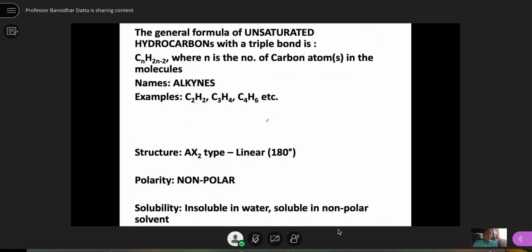All right. So the next one, the last unsaturated hydrocarbon, is with a triple bond. The general formula is, as I already gave you earlier, CnH2n minus 2, where N is the number of carbon atoms in the molecule. And the blanket name of this molecule is called alkyne.